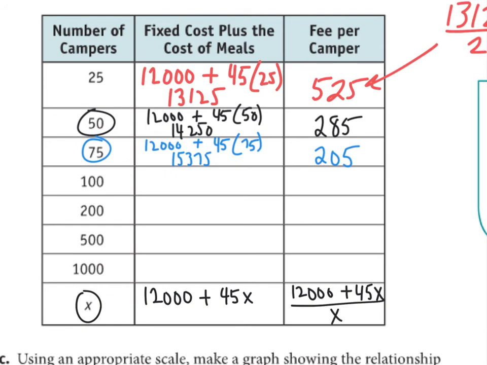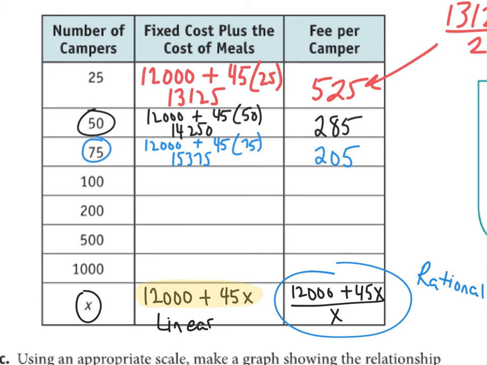Okay, so let's think about what's going on here. This right here is just a linear expression, right? That just has a y-intercept of 12,000 and a slope of 45. That's linear. That's nothing new. It's this average over here that makes it a rational function. And the thing about rational functions is they have a variable in the denominator.